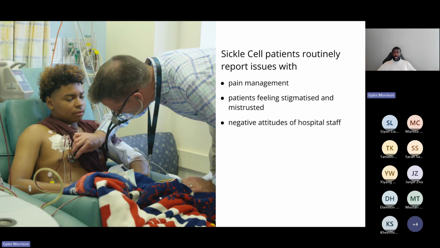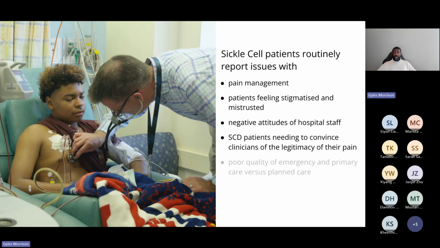It doesn't mean racist in that they hate these people or want them to suffer, but there could be this perception that because you're black, you might actually have a lower pain threshold than white patients. Some white clinicians and non-black clinicians genuinely believe this to be the truth. The other thing as well is these patients feeling that they have to convince the clinicians of the legitimacy of their pain as a result.